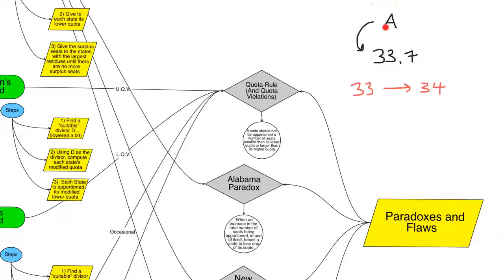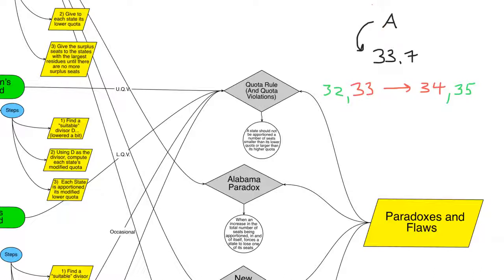So in other words, if state A ends up getting 32 seats, that's bad because its standard quota was 33.7, therefore the lower quota was 33. Therefore, we should not give state A less than 33 seats. That would violate the lower quota. Similarly, state A should not get more than 34 seats. So in other words, you don't want to give state A 35 seats.